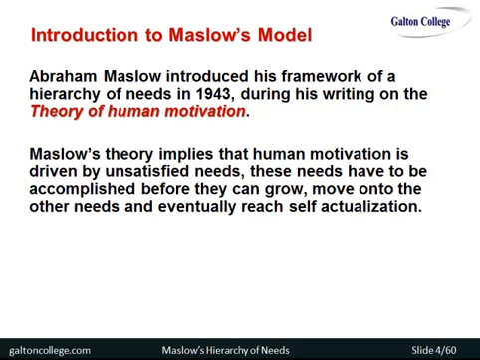Maslow's theory implies that human motivation is driven by unsatisfied needs. These needs have to be accomplished before we can grow, move into the other needs, and eventually reach self-actualization. So there are unsatisfied needs which must be satisfied, and once they're satisfied, then there's another layer of needs, and these must also be satisfied, and so on. The process continues until the individual is satisfied, what Maslow called self-actualized.